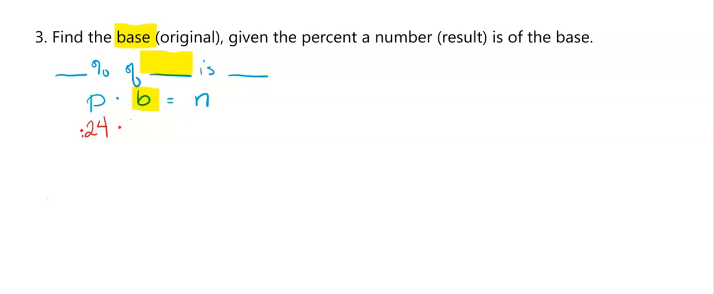We do not know what our annual income was, so that's our base, but we do know that 24% of it is 1,250. And so now we're going to solve for B by dividing both sides by 0.24. And when we do that, we get 62,500. So their annual income was 62,500. 24% of 62,500 is 1,250.